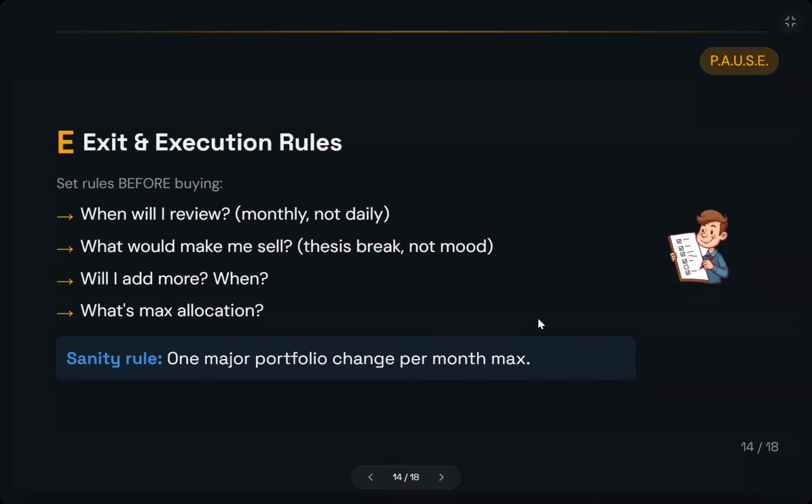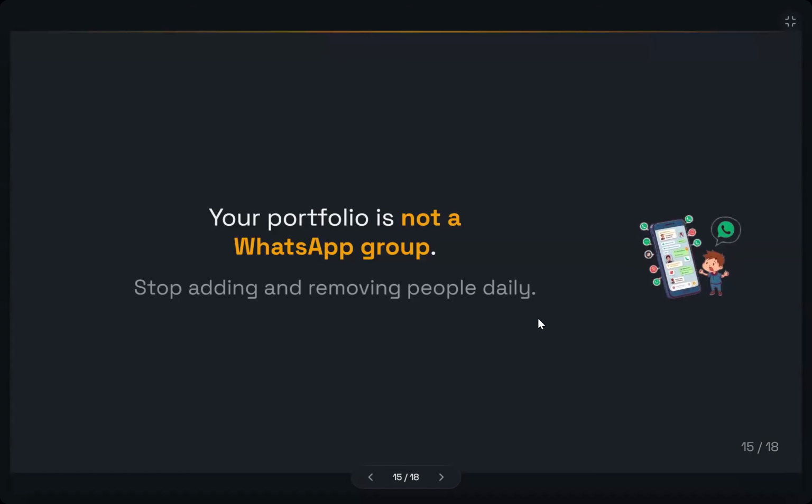Ensure that before you make any buying decision, you review your portfolio. You ask yourself, when will I review, whether monthly or weekly? What would make me sell? What are the sell triggers that I've already decided before I make a buying decision? Will I add more, and when? What's the maximum allocation that I can allow? So your portfolio is not a WhatsApp group where you add and remove people daily. Your portfolio should not change more than one major decision per month.